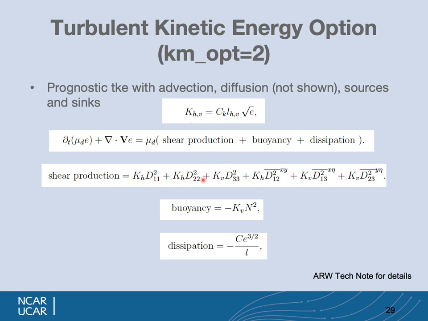So the shear production is a product of the K coefficients and these deformation terms. The buoyancy production depends on the K coefficient and the stability parameter, N squared. And then there's a dissipation term which is proportional to e to the 3 halves. So this is your TKE equation and the terms in it. The ARW Tech Note will have more details on how this is done.